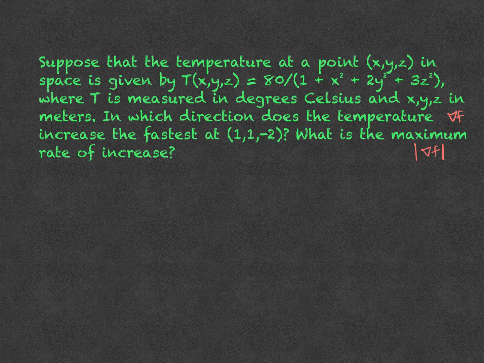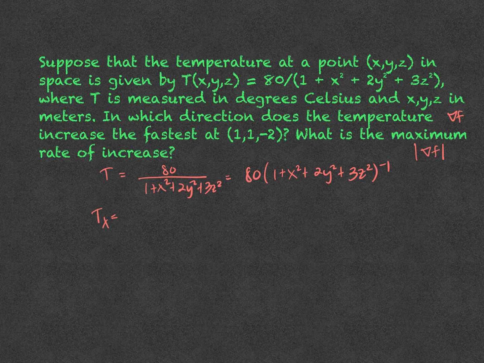So let's start with, in order to find the gradient, we need t sub x. And let's not do that yet. Let's rewrite T to be 80 over 1 plus x squared plus 2y squared plus 3z squared, which can be written as 80 times 1 plus x squared plus 2y squared plus 3z squared, all to the -1. You can use the quotient rule if you'd like, but the fact that the top is just constant makes it easier to use the chain rule.